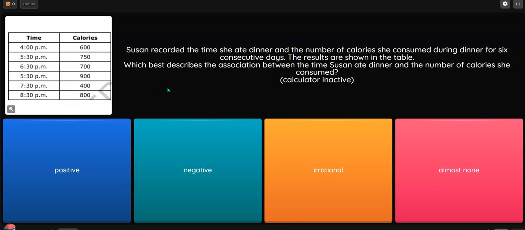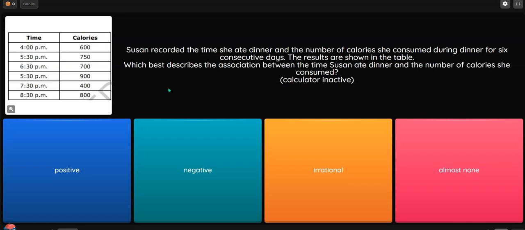The thing is, the time you eat dinner and the number of calories you consume, one of them doesn't have anything to do with the other. So one of those variables is not dependent upon the other. If you were doing the amount of food that you ate and the number of calories, then one of those might depend on the other. But the time that you eat and the number of calories that you consume, there's no association there.